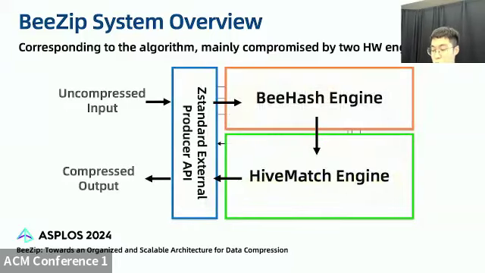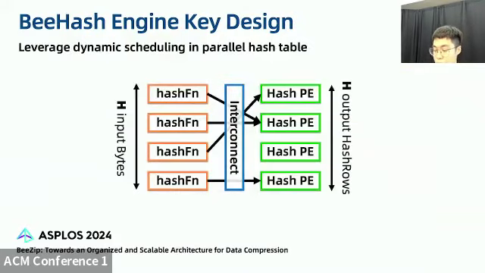Uncompressed input streams into the system, and we can get a compressed output stream on the other side. The 2 hardware accelerators are connected to the standard external processor API. It's an offload interface provided by this standard. In the B-hash engine, multiple hash PEs together form a hash table that can be accessed in parallel. An interconnect component is required between the hash function unit and hash PE.